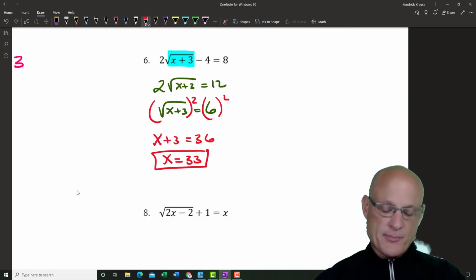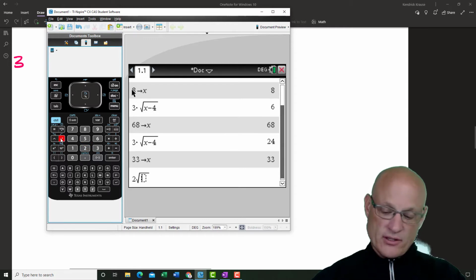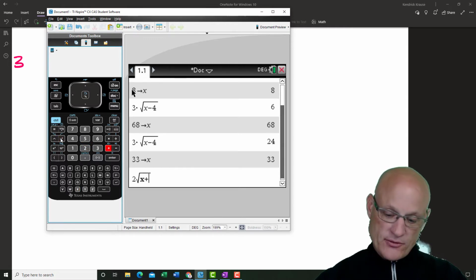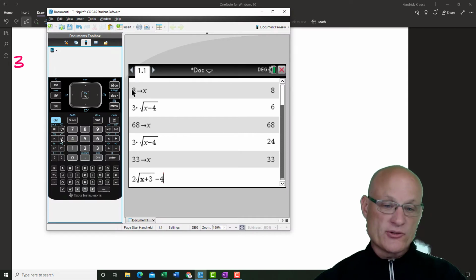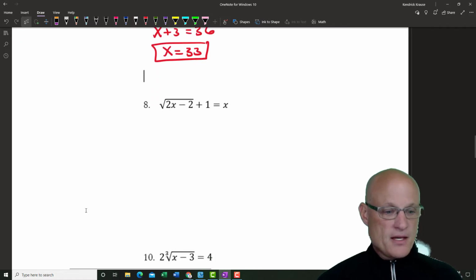And then type in the left side. Type it exactly as it appears. 2 square roots of x plus 3 minus 4. And we're hoping this turns out to be 8. 8. Done. Problem's over. All right, guys.